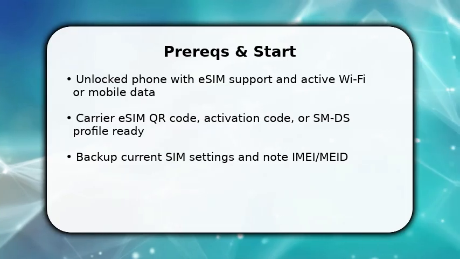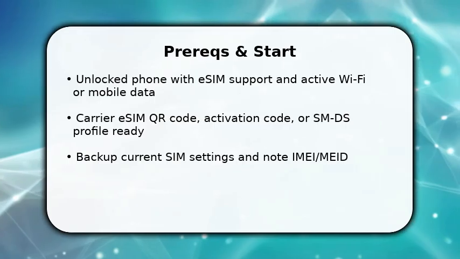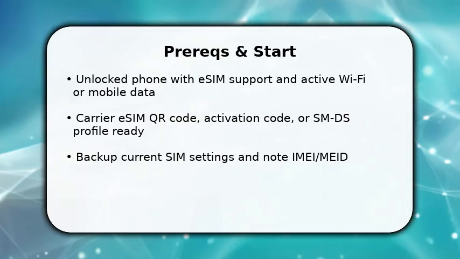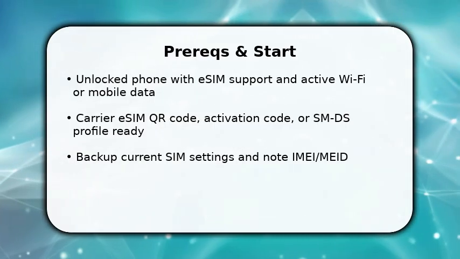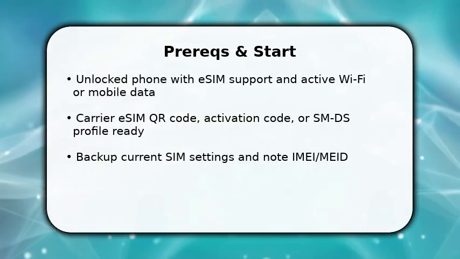Scan the carrier QR code or choose Add Cellular Plan and enter the activation code. While adding, watch for profile names and confirm the correct IMEI. Once added, set the eSIM as primary or secondary depending on your use.